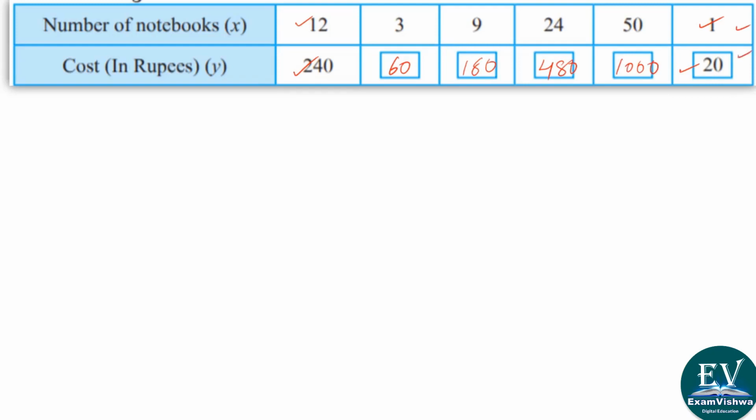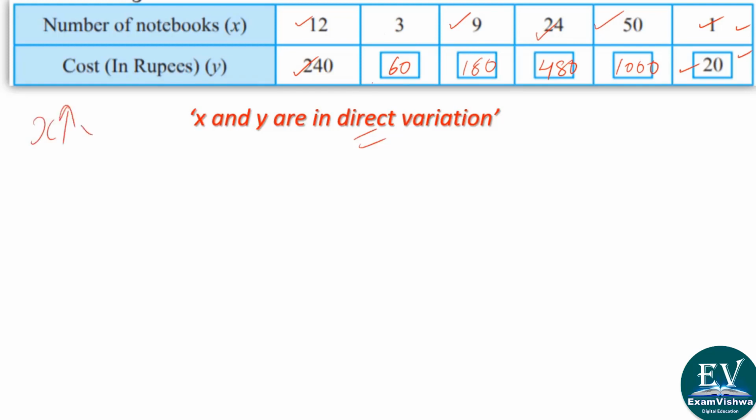Another thing that we notice: when 12 it is 240, 3 it is 60, when it is 9 it is increasing, 24 further increasing, 50 further increasing. That means x and y are in direct variation. What is direct variation? Where x increases, y also increases. Such variations are called direct variation and it is represented as x directly proportional to y.